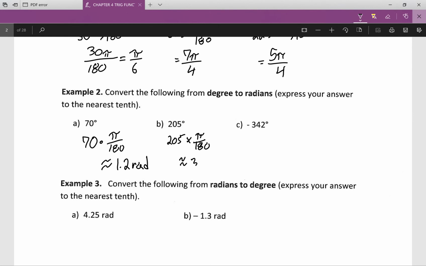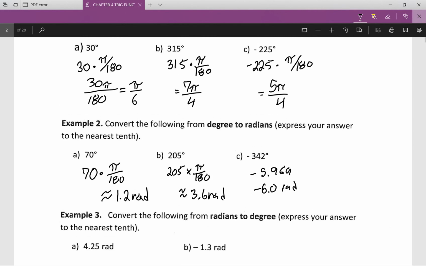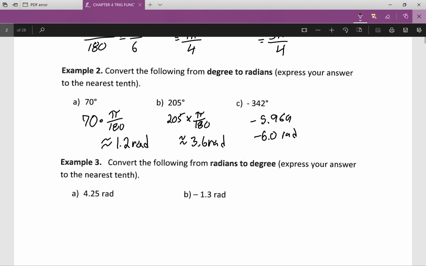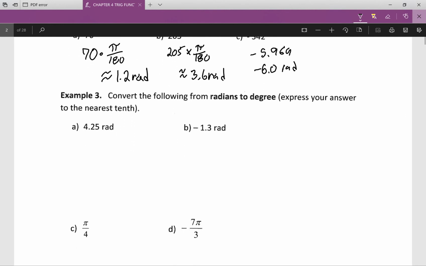3.6 radians. And finally, 342 multiplied by pi divided by 180. And this one's going to give me negative 5.969. But rounding this to the nearest tenth, it'll be negative 6.0 radians. And just up here, I noticed I forgot to put the negative sign on there. So that'll give us negative 6 radians.